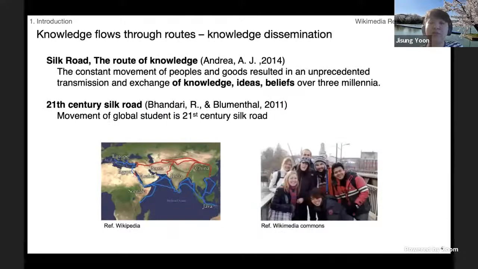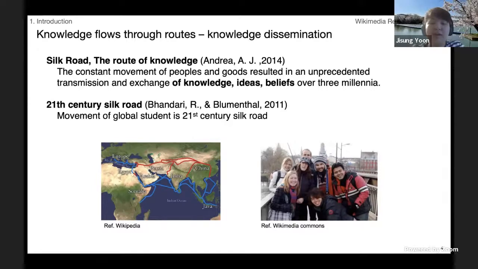Based on this kind of evidence, we already know that knowledge structure can be different by language group. But humankind tries to interact with each other, and they connect their knowledge based on the routes, which is called knowledge transfer in some sense. We can think of knowledge transfer as a Silk Road. The Silk Road is a connection between the Far East and Europe, and this movement of people and goods resulted in the transmission and exchange of knowledge, ideas, and beliefs over three millennia.